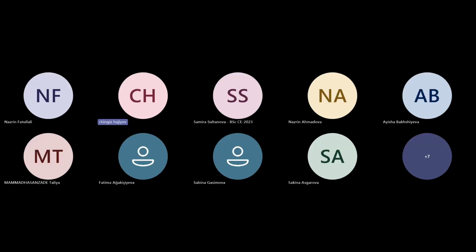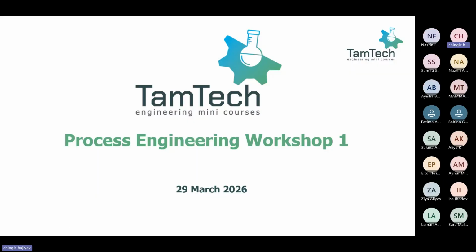Today, in the first class of our workshop, we will discuss the main introductory information for process engineering, which includes the standards and basically what we do as process engineers. One of the main things that we do are mass and energy balances, and we will discuss what they are and how we do it.